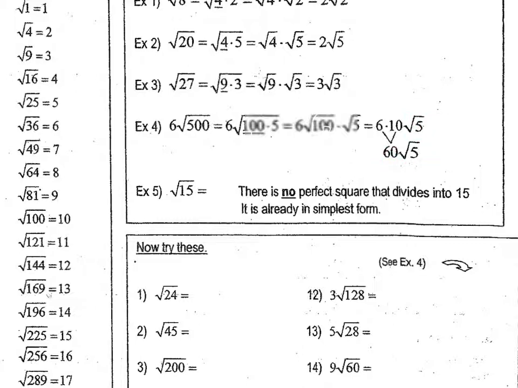The biggest perfect square number that goes into 500. On this one, into 5 or into 15? Into 15. Is there a perfect square number that goes into 15? No. So since there's no number, it is already in simplified form. You just rewrite it. So it is already in simplest form. You just leave it like that.